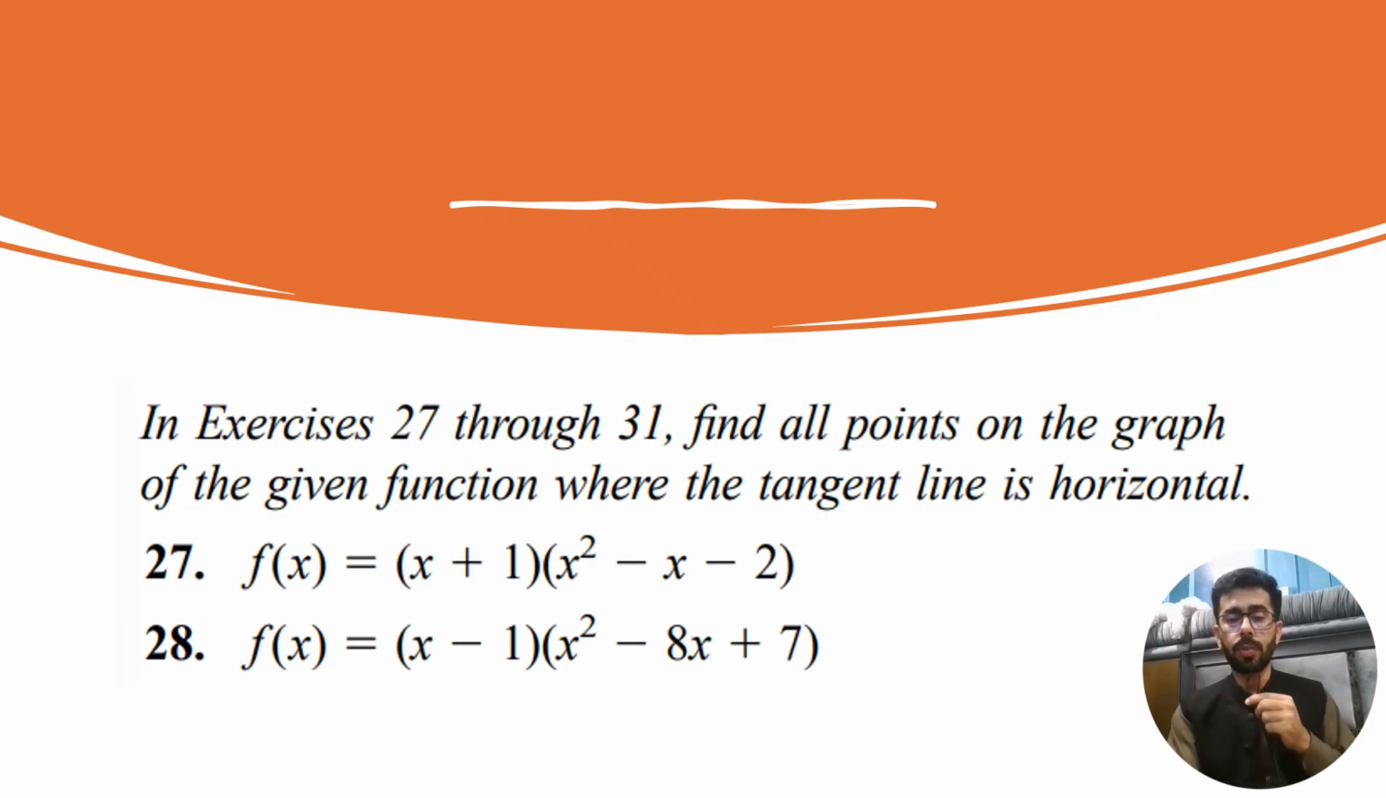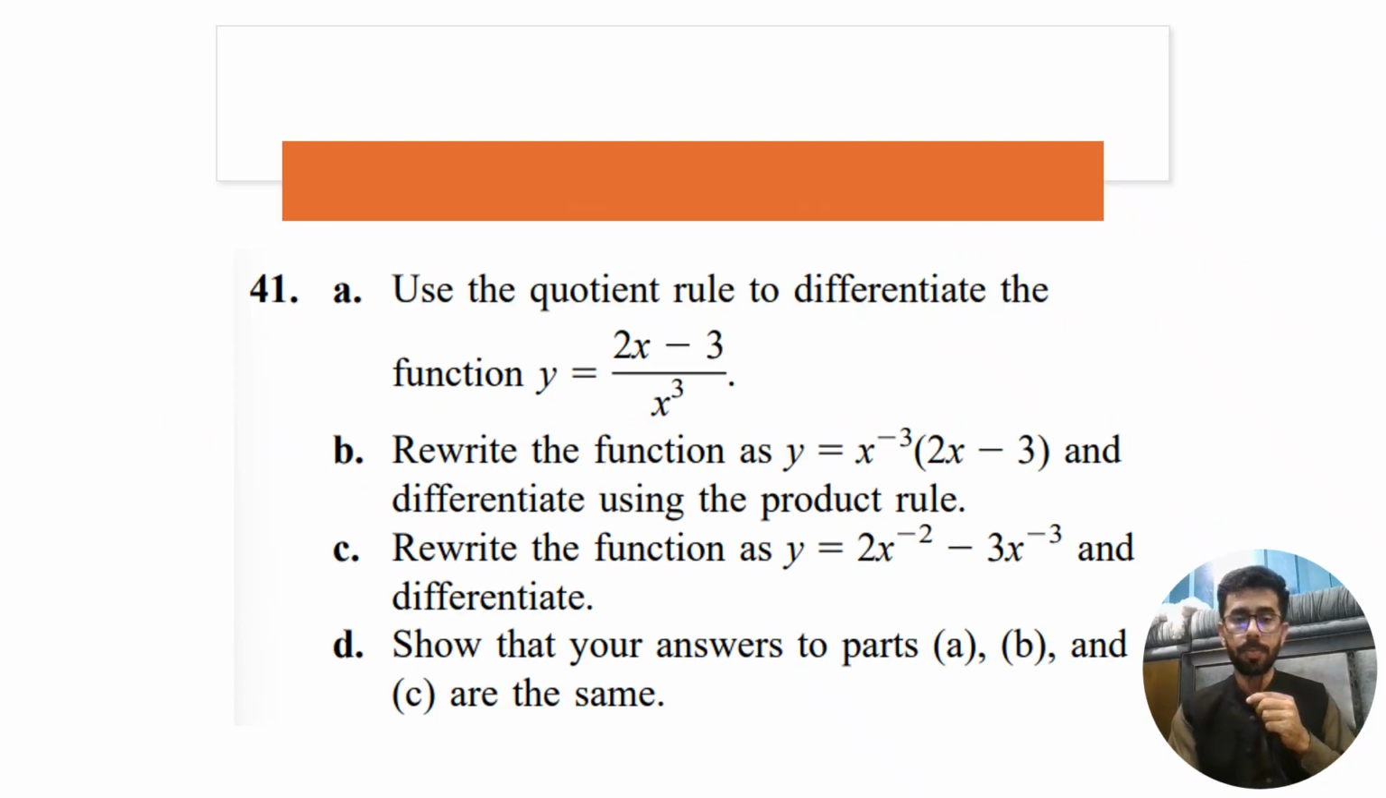Then it is asking you what are the points where the tangent line is horizontal. So find the derivative, set derivative equal to 0, find the value of x. Put those values of x in the function, find the values of f of x or y. So you have all those points where the tangent line is horizontal.